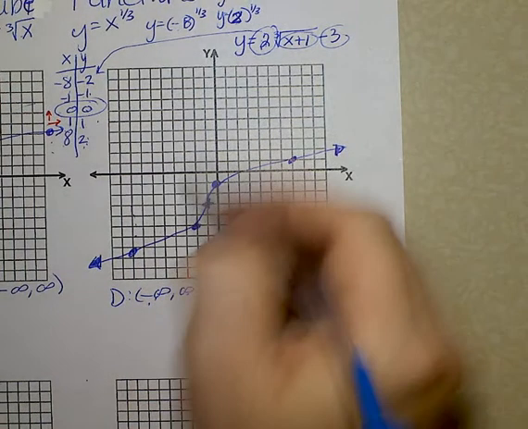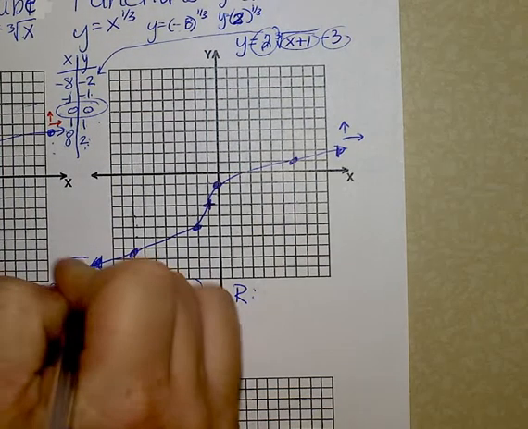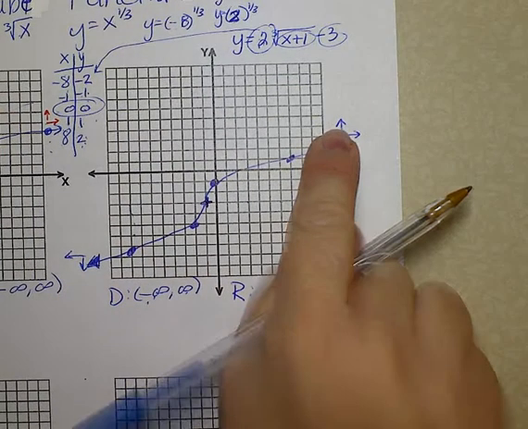Range. So as I'm pulling this to the right, it's also being pulled up, and as it goes to the left, it's also being pulled down. No limit how far it goes down, and no limit how high it goes.